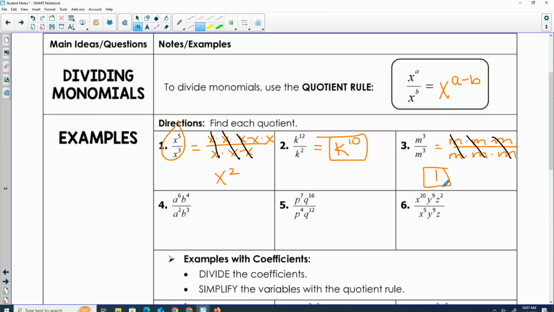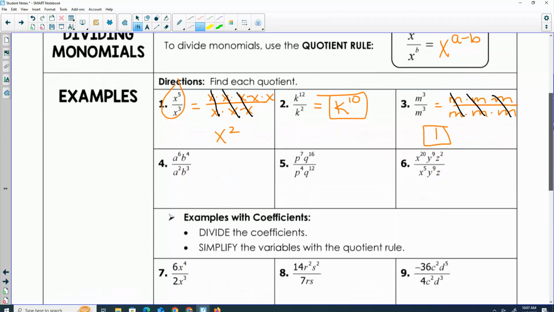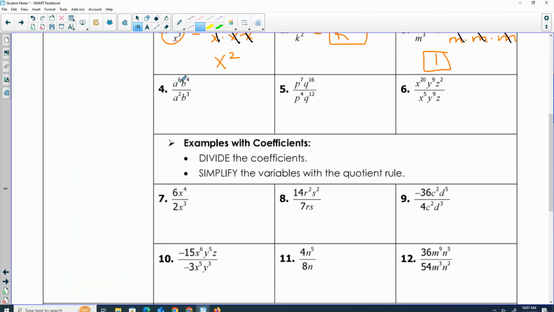All right, we can do this with multiple variables. We just keep the like ones together. So if I say a to the 6th over a squared, first, if I do my a's, 6 minus 2 is 4. B to the 4th divided by b to the 3rd, so 4 minus 3 is 1. So we get a to the 4th, b to the 1st.